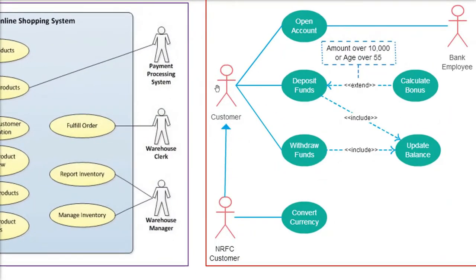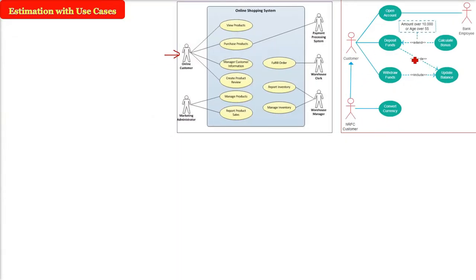So a customer is an actor. Now he does certain activities like the open account function, deposit function, deposit fund, calculate bonus. So all these, the actor and these boxes or the round ovals, these are called transactions. It can extend, it can include. So these are called transactions. So use case, actor, and transaction. These are the three things which we try to find out from here.